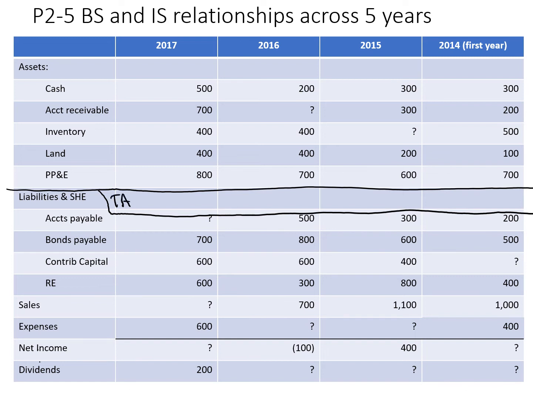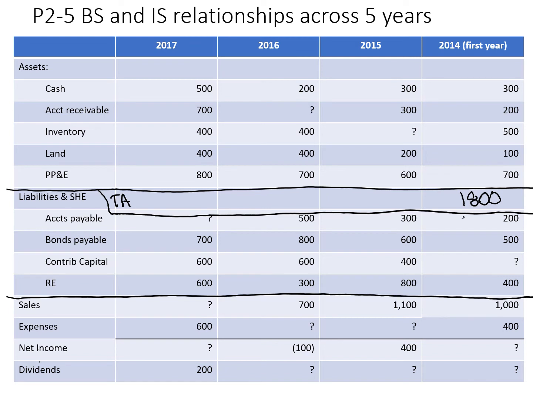Now, in the first year, all the numbers are there for all my assets, my cash, my accounts receivable, my inventory, my land, and my property, plant, and equipment. So it comes to $1,800, which means my liabilities plus shareholders' equity also has to come to $1,800. Well, if that's the case, I can back into my contributed capital, which has to be $700, because 200 plus 500 plus 700 plus 400 equals $1,800.